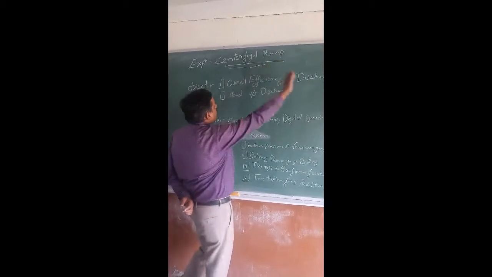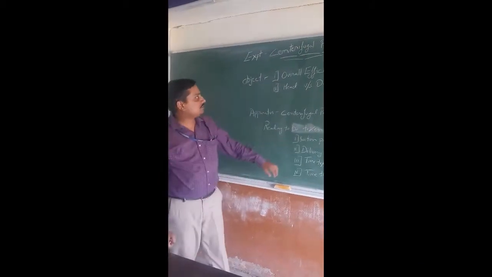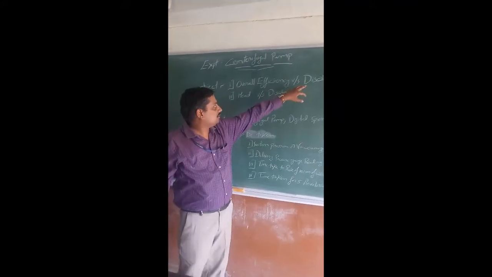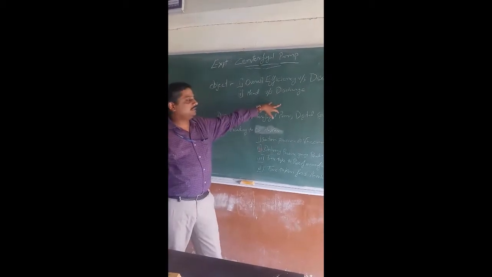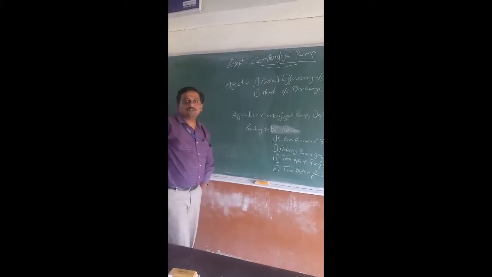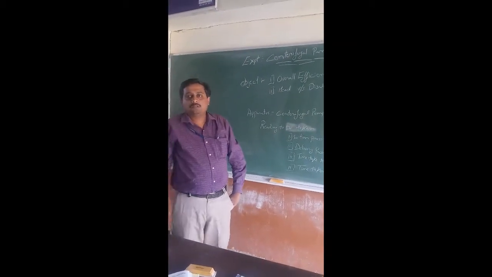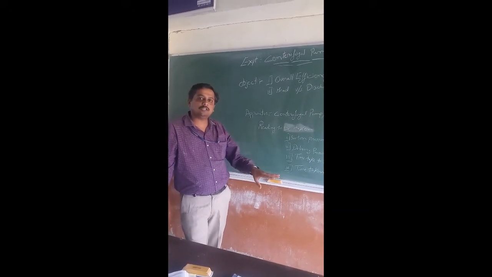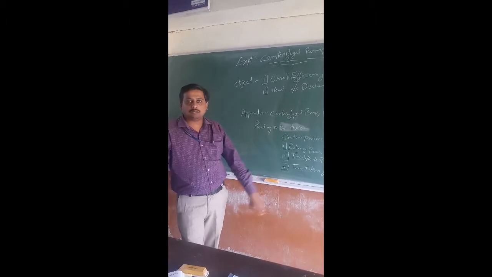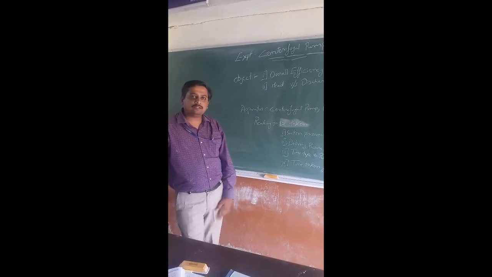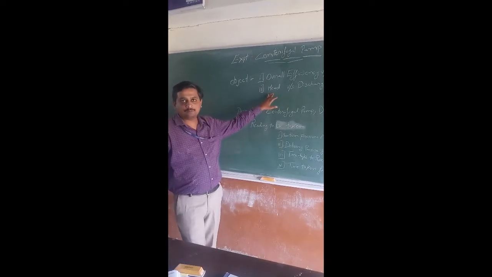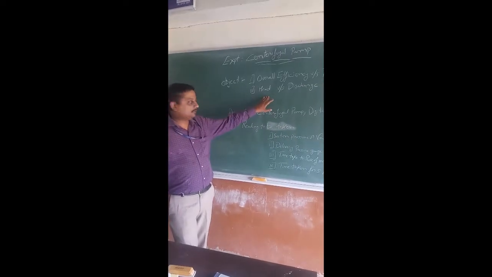So the objective of this experiment is to have a graph with respect to overall efficiency versus discharge and head versus discharge. So why should we do that? Because when you find an efficiency, we'll come to know how much that particular pump is pumping the water out. And also we'll come to know with respect to that efficiency what the head will be. So that is the major part.